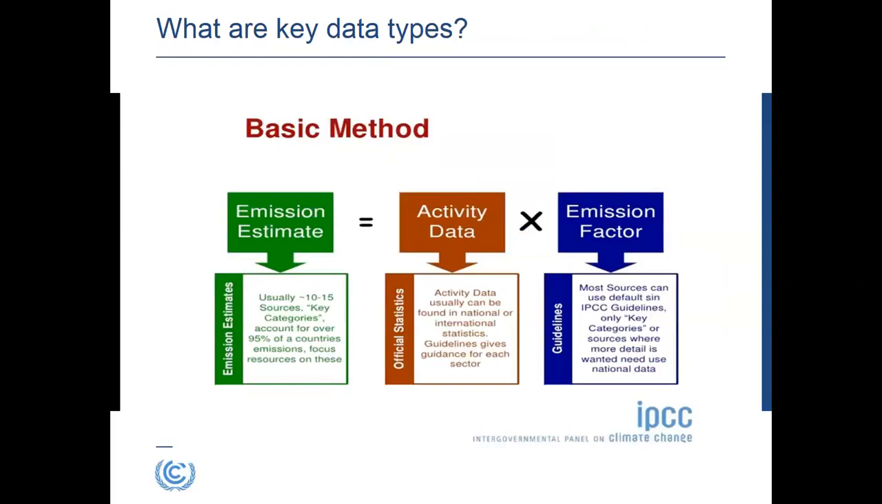So what are the key data types? This is relatively obvious, but it's useful to break it down. Obviously, there are the emission estimates, and then what goes into that is activity data and emission factors. And really, when we say emission factors, what we mean is all the different parameters that are applied to activity data, different parameters for adjustments and corrections. If you look at any method, there are lots of different potential parameters and factors that go into estimating emissions.